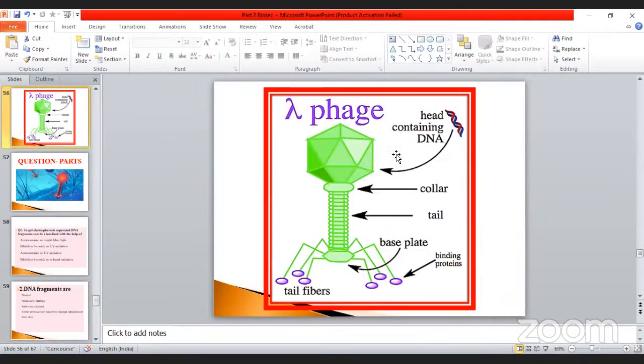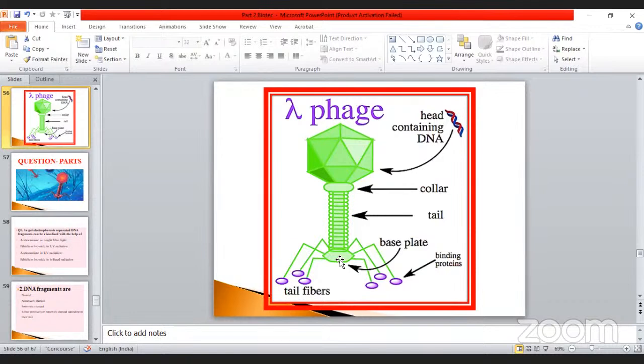See that lambda phage structure also. The lambda phage structure, see that hexagonal. No, it is not hexagonal. It's a different type. The head contains the DNA molecule, but is covered with protein molecules. There is a collar, and also the body part, and the tail is also there. The tail part also has binding protein molecules.